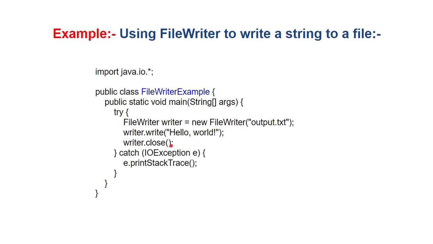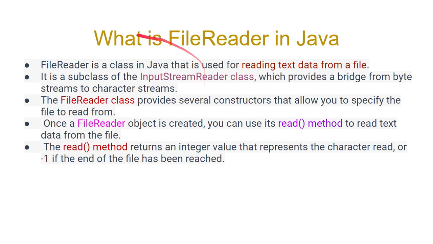What is the FileReader? FileReader is a class in Java that is used for reading text data from a file. It is a subclass of the InputStreamReader class, which provides a bridge from a file to a character stream. The FileReader class provides several constructors that allow you to specify the file to read from. Once the FileReader object is created, you can use the read method to read text data from the file. The read method returns an integer. Focus here: the read method will return the integer value that represents the character read, or -1 if the end of the file has been reached.